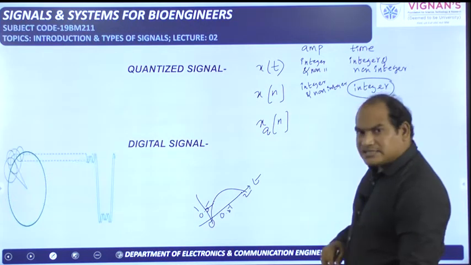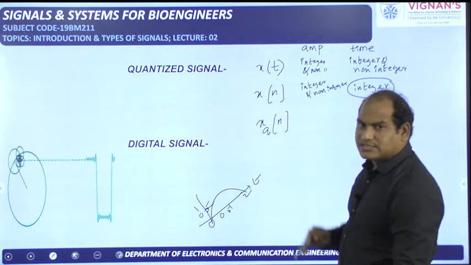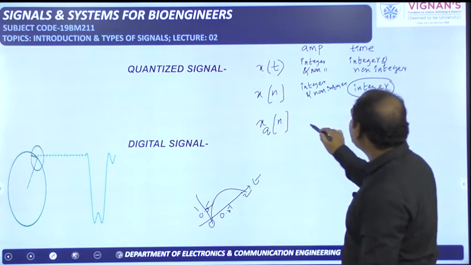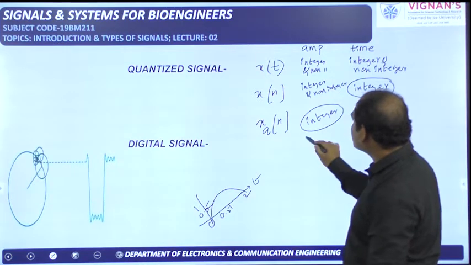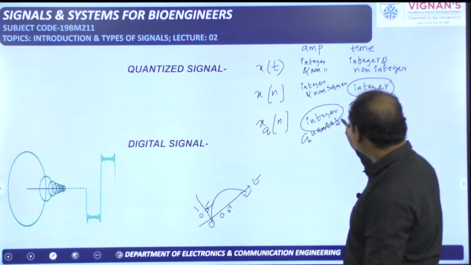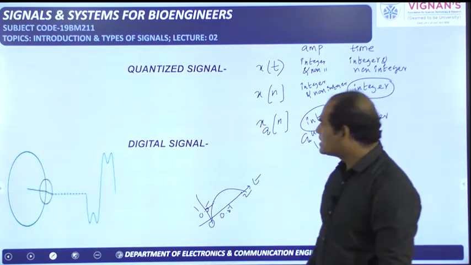In case of quantized signal, from the discrete time signal only we will get the quantized signal. So time is integer. Here amplitude is also integer. Here we can tell amplitude is integer or quantized value or quantized level. Any one of the quantized levels will be there. All these things will be understood afterwards.